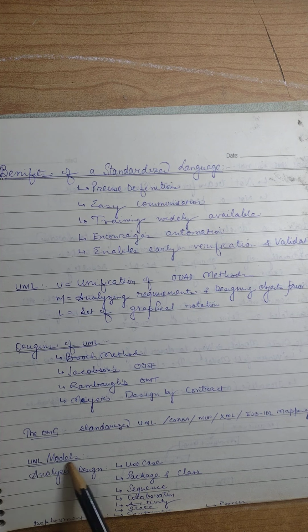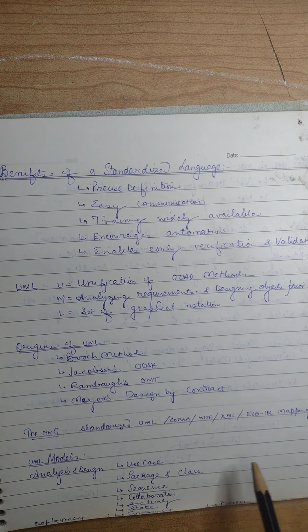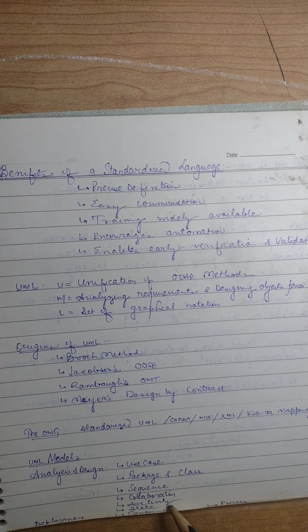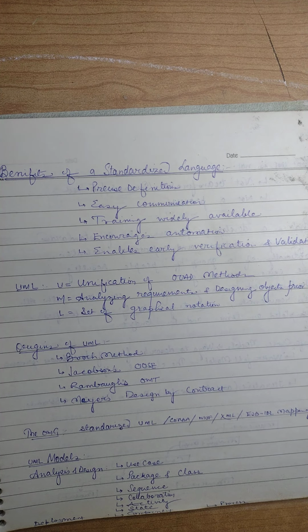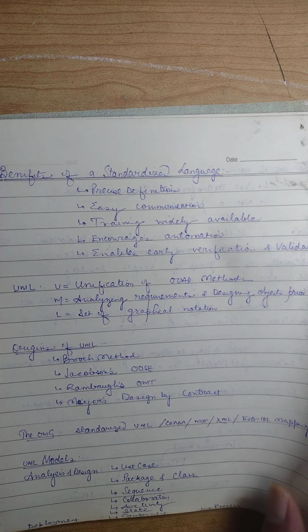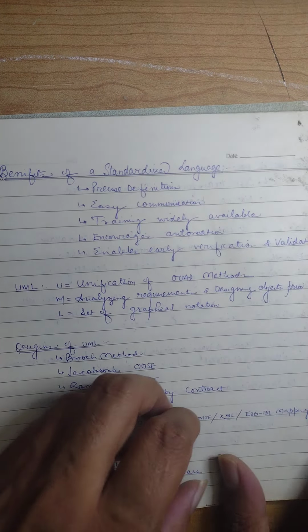Now UML models are developed using or through use cases as I mentioned earlier, packages and classes, sequence, collaboration, activity, state, component, process and all that, and deployment also. While you are writing, write in such a way that it is easily readable, and try to ensure that you always write in good handwriting. This is what I want you to imbibe and learn while you are preparing your own notes.